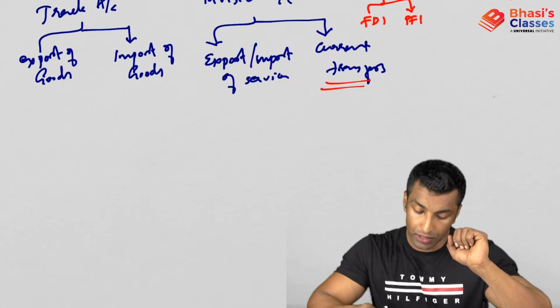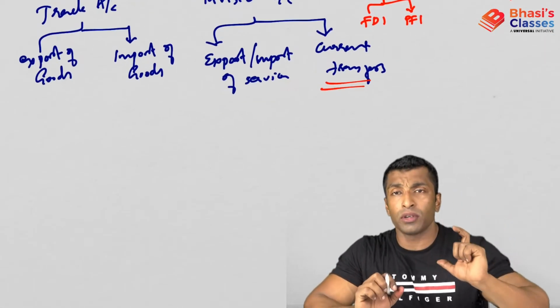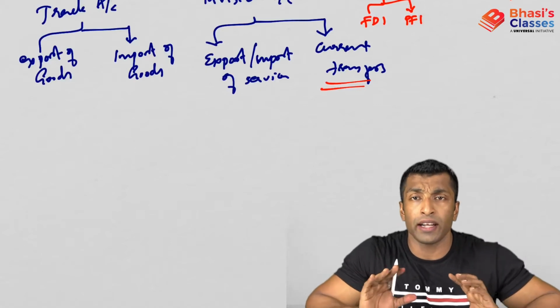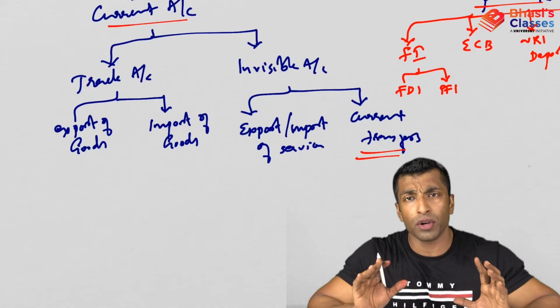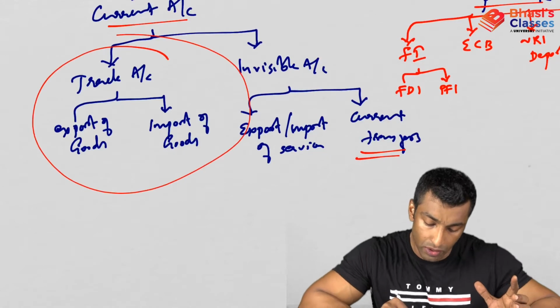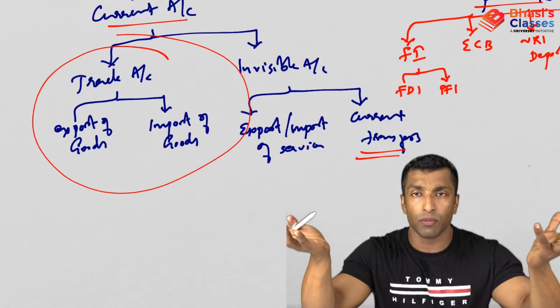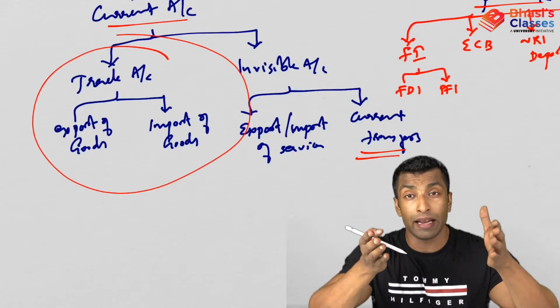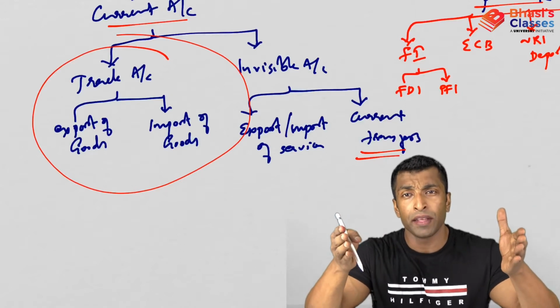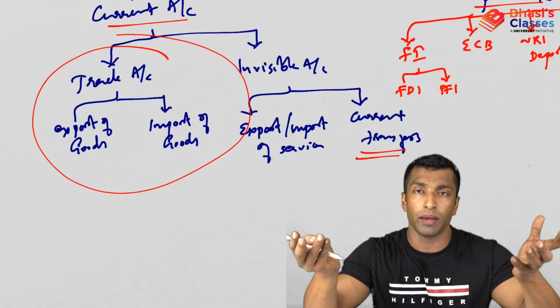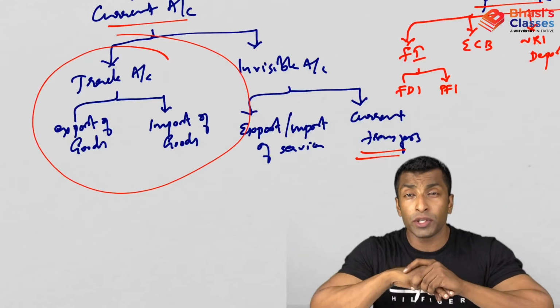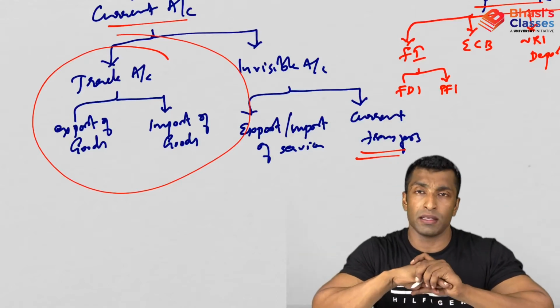So I hope you understood this. Now we need to talk about 2-3 concepts. That is trade account balance. When you talk about trade account balance, you can see this is the trade account. It's actually export minus import. That's it. Nothing more to discuss over there. Export minus import, and it is implicitly clear that I'm talking only about goods. So trade account balance is export of goods minus import of goods.